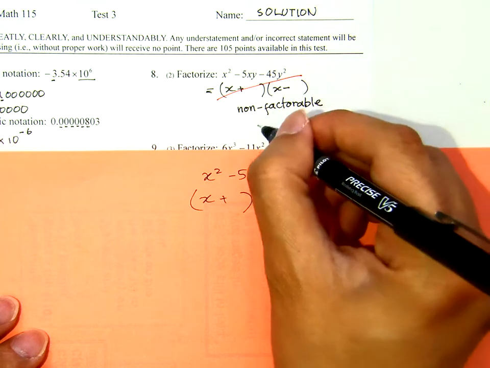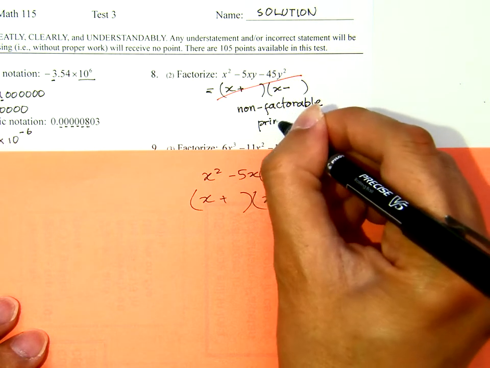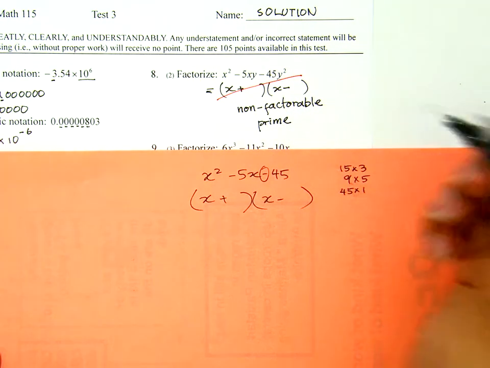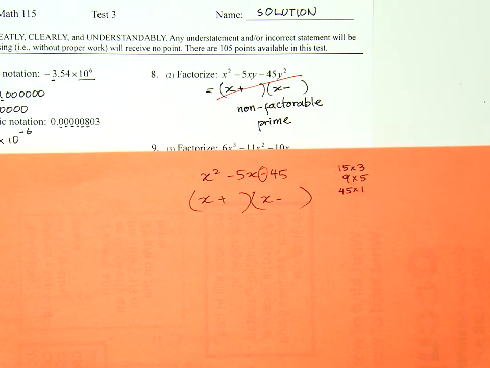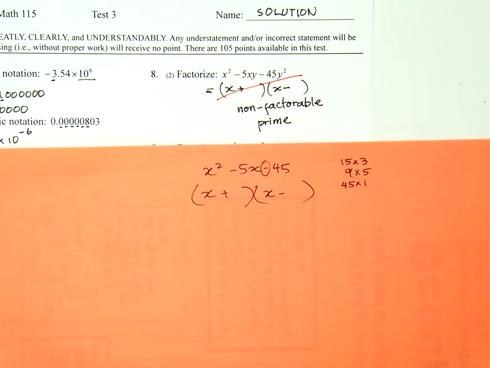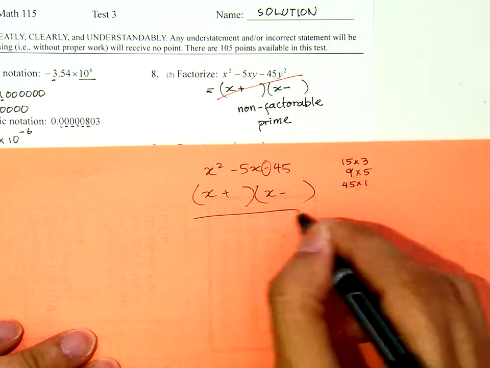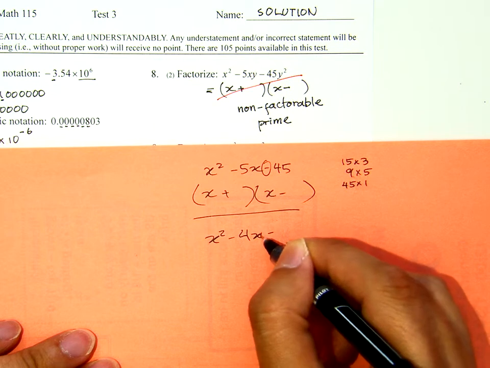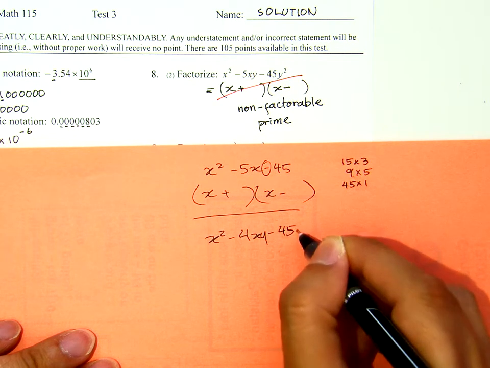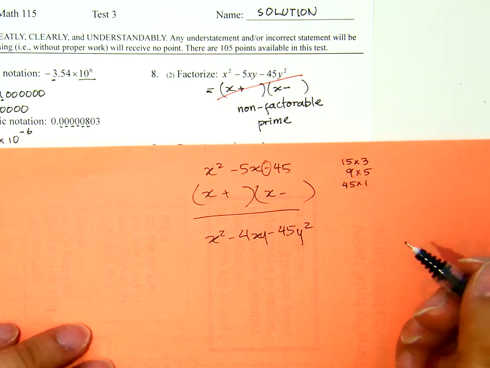Or you can also call this prime. But notice that you can't use this term non-factorable or prime if you did greatest common factor factoring, at least, for example. Now in that case you can't do that. Now let me mention a little bit further. Suppose I change the question into x squared minus 4xy minus 45y squared. Suppose this is the question.